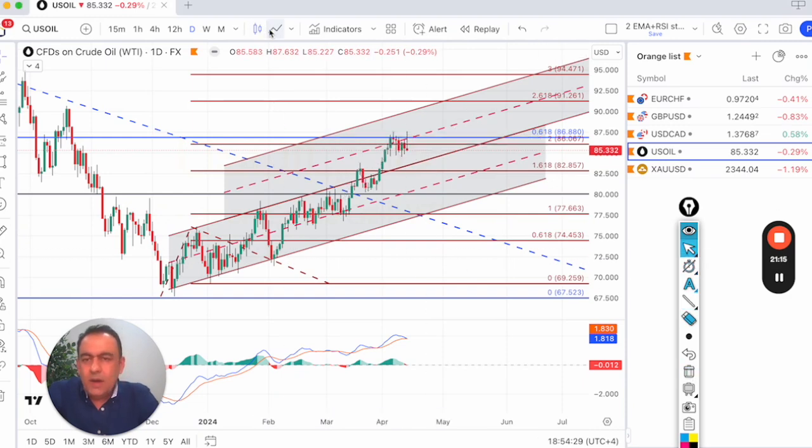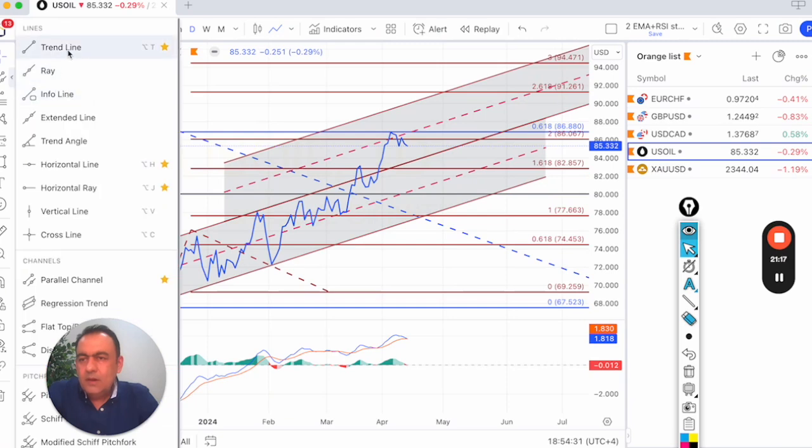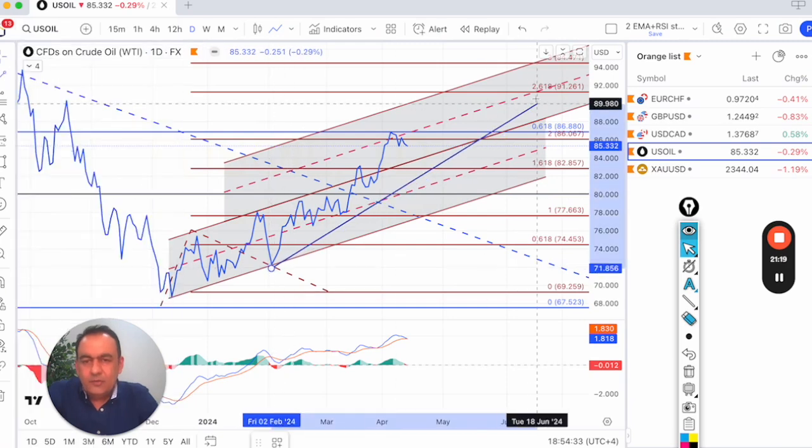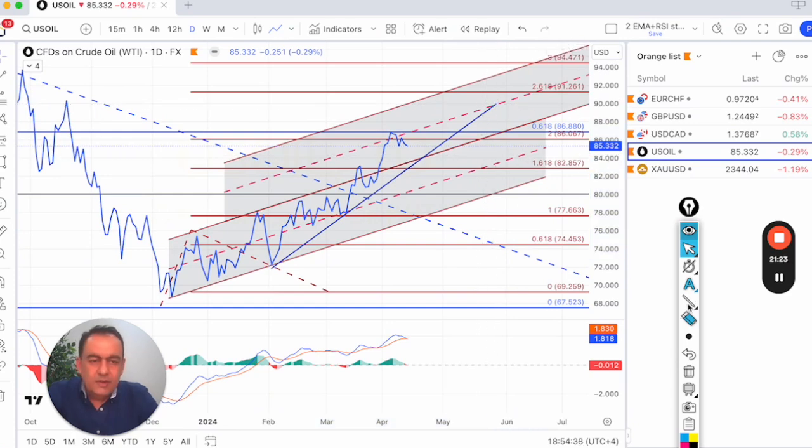I can also mark a rising trend line on the latest daily chart. So this is the rising trend line, which is quite steep, and usually steeper trend lines are not so reliable, so I'm not looking for selling crude oil until we get a break below this trend line. So until this trend line remains intact, there is no plan for selling.